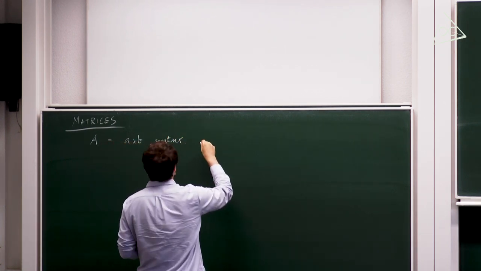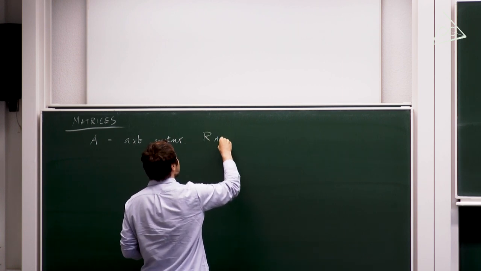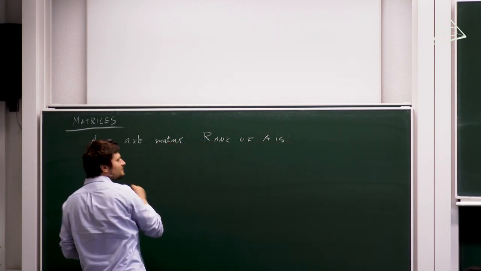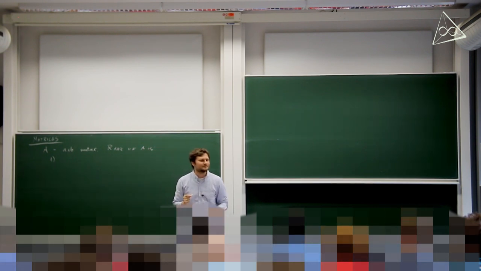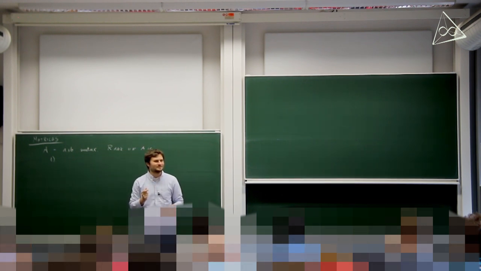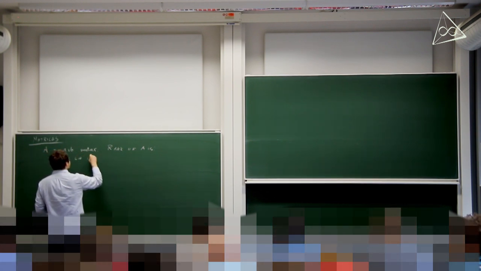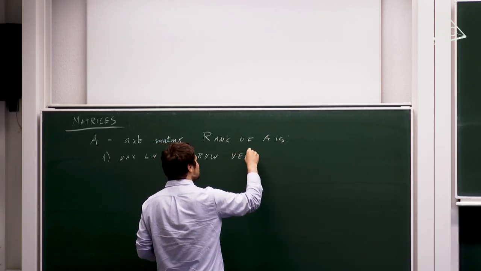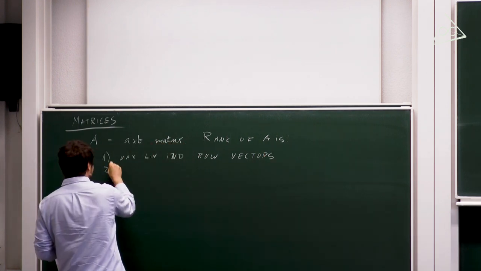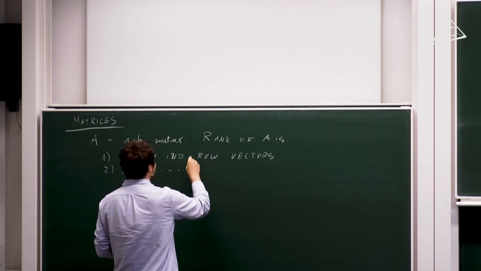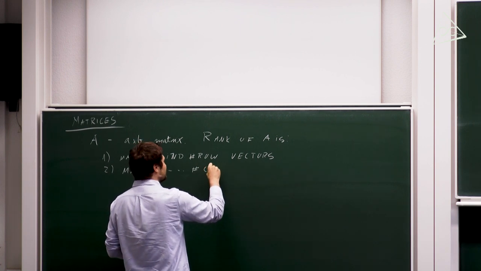and the first question is for you: what is the rank of A? What's the rank of a matrix? Maximum number of linearly independent vectors. Which vectors? Row vectors. No, column vectors. Maximal linearly independent row vectors. And that's a miracle. It's also the maximal linearly independent number of columns.